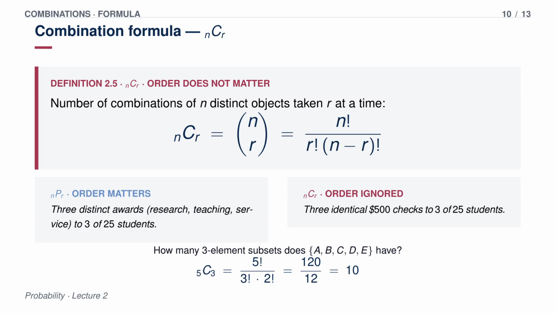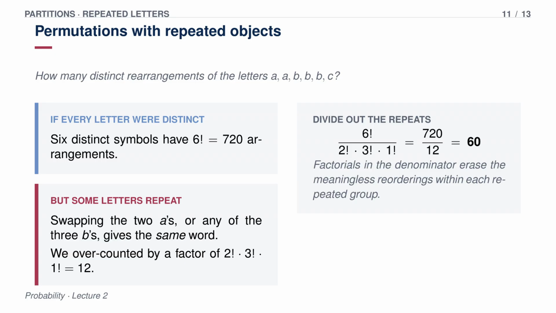For instance, taking the letters A, B, B, C, and rearranging them into distinct words. Right. There are 6 letters total. If they were all completely different letters, we'd just use our standard permutation rule, 6 factorial. Which gives us 720 arrangements. But they aren't all different.